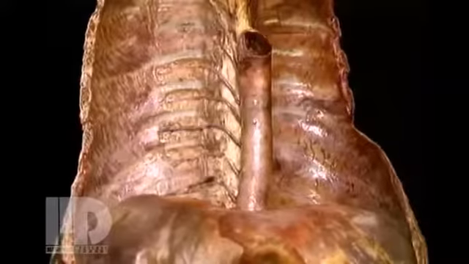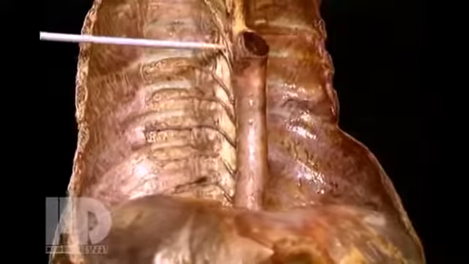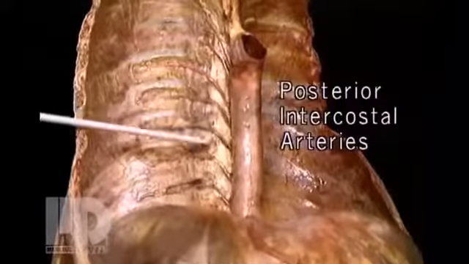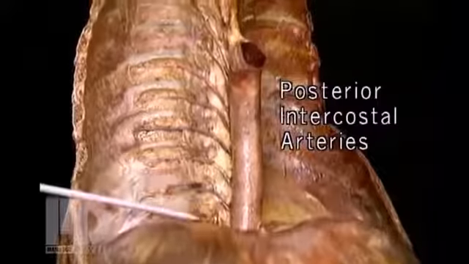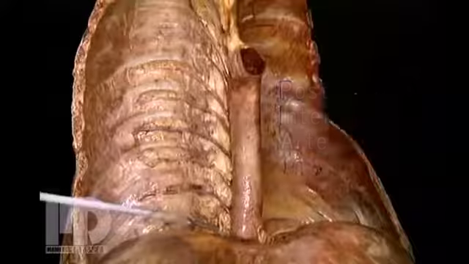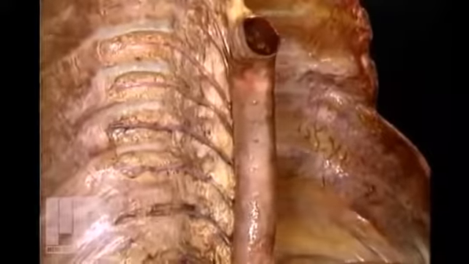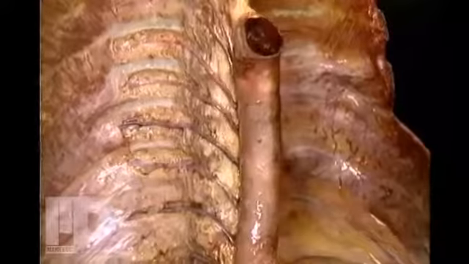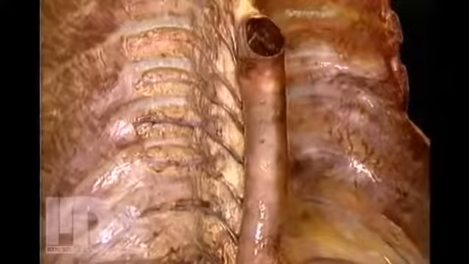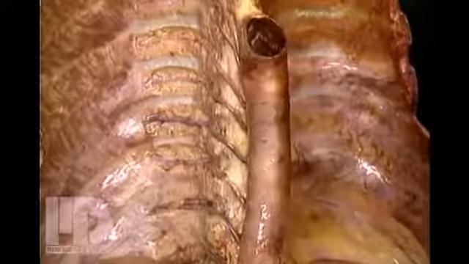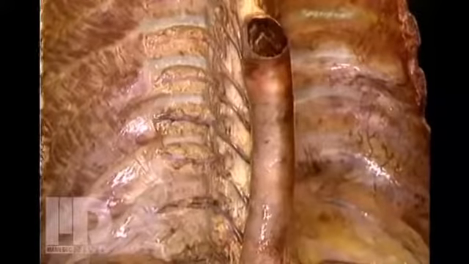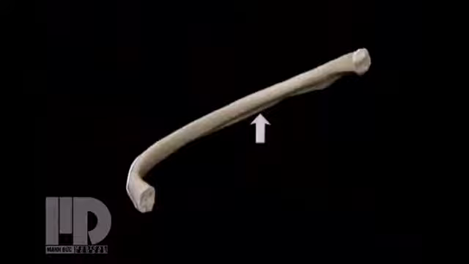On each side, the descending aorta gives up this series of posterior intercostal arteries, one for each of the intercostal spaces except the first two. Each posterior intercostal artery passes along the deep aspect of an internal intercostal muscle, in company with an intercostal vein and nerve. It stays close to the lower border of the rib, in this groove that we saw earlier.